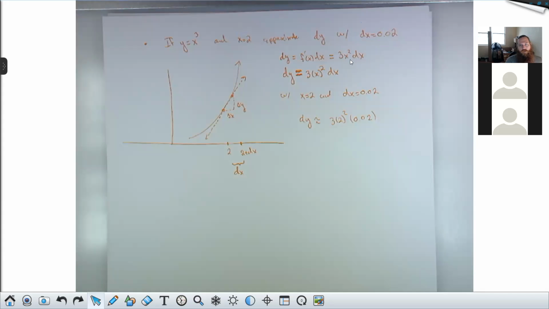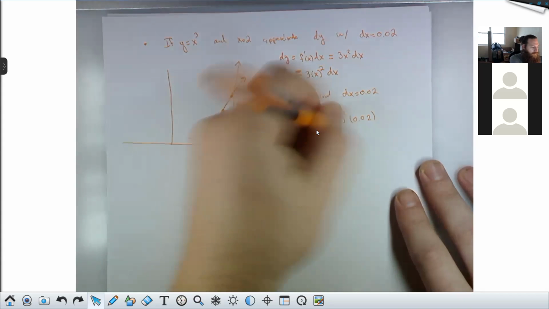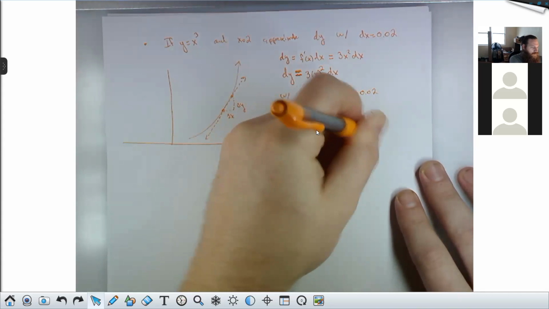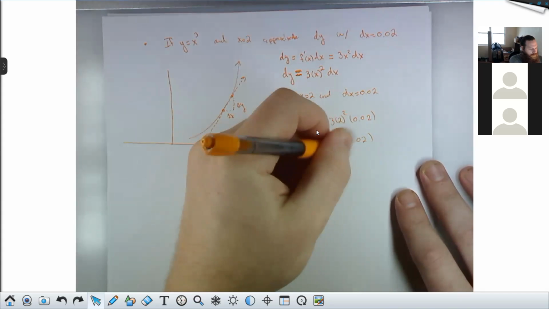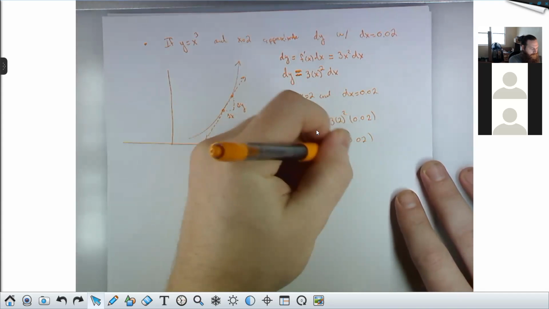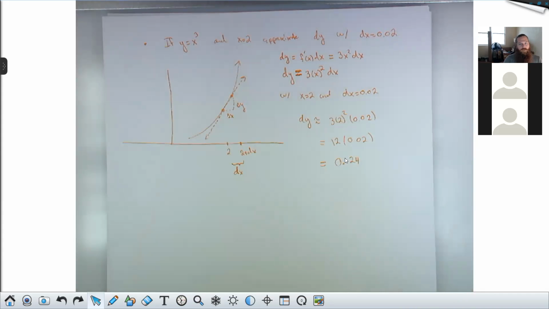If I plug the 2 in here and the 0.02 in here, I get this, which is 12 times 0.02, which would be what, 0.24? And that's how we do the calculation. It's not too bad, right?